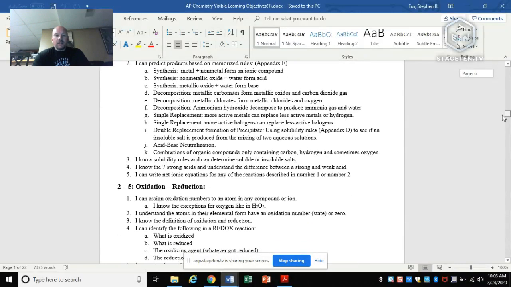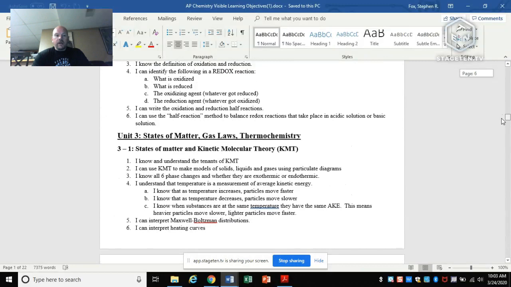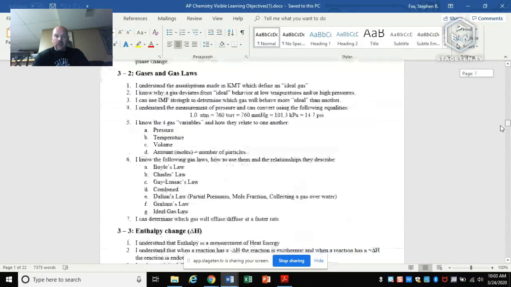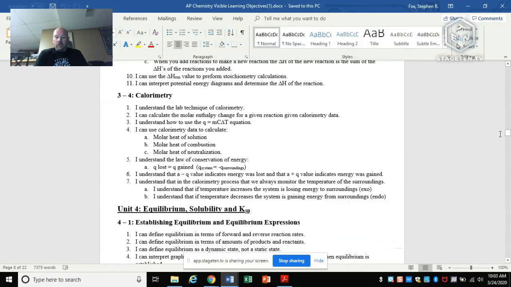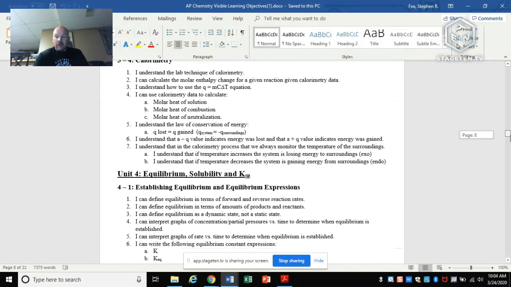Unit 3 was thermochemistry and gas laws, kinetic molecular theory, and unit 4 is equilibrium. Okay, not acid-base equilibrium, but equilibrium for just regular reactions, and then also KSP. Okay, so all that's going to be covered on the AP exam this year.